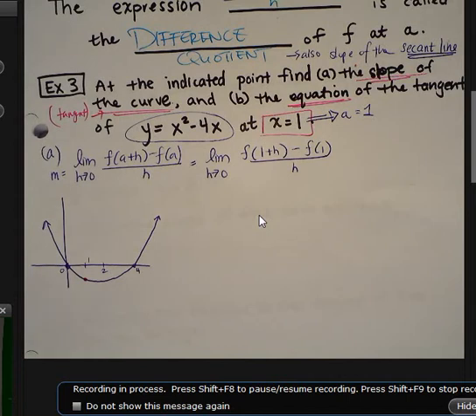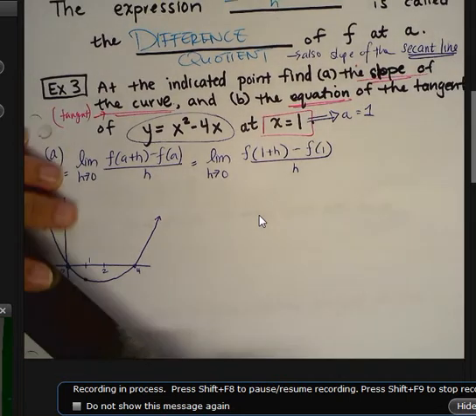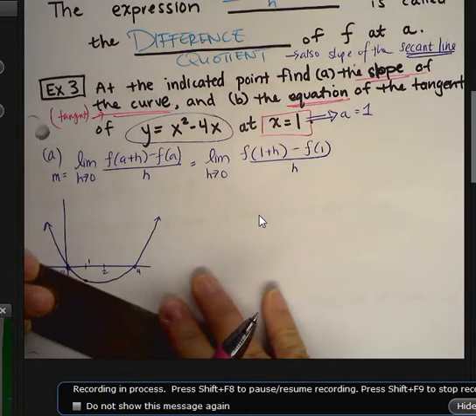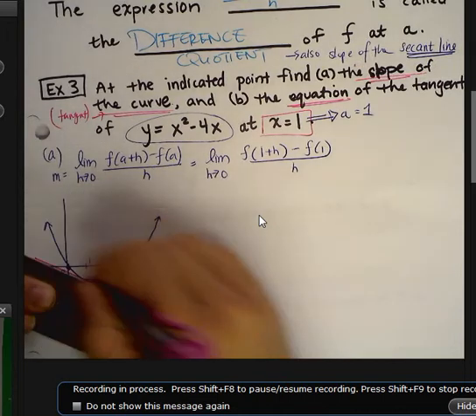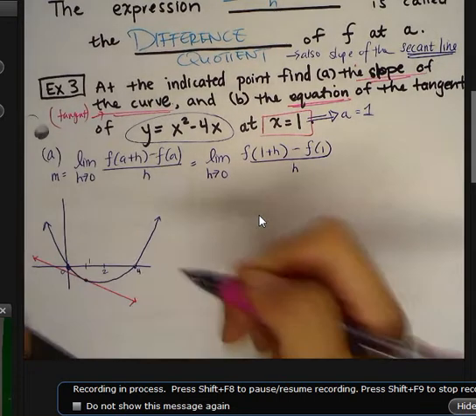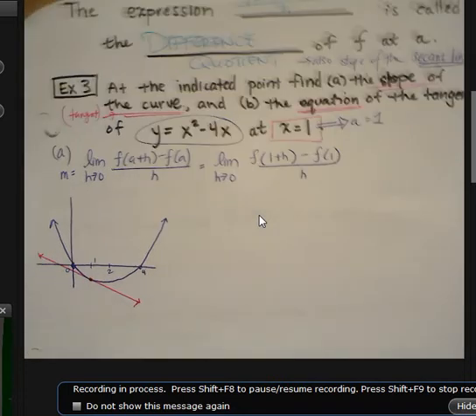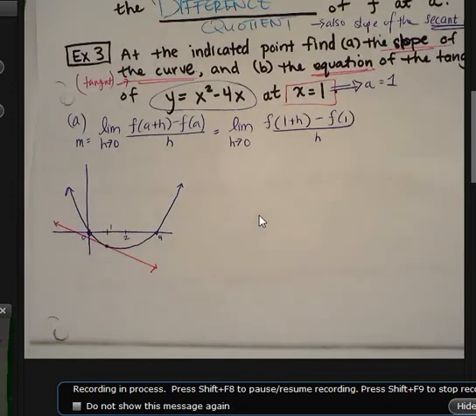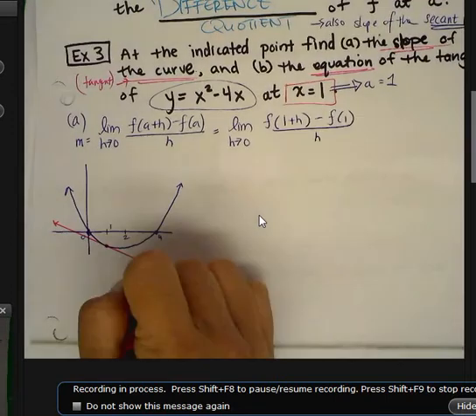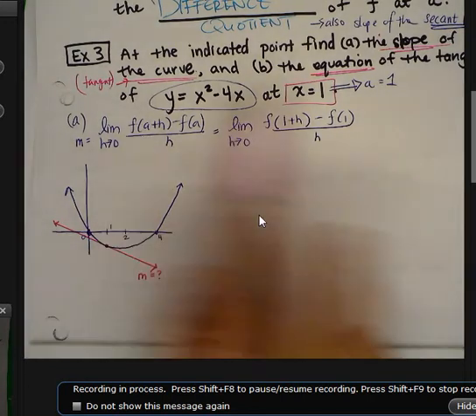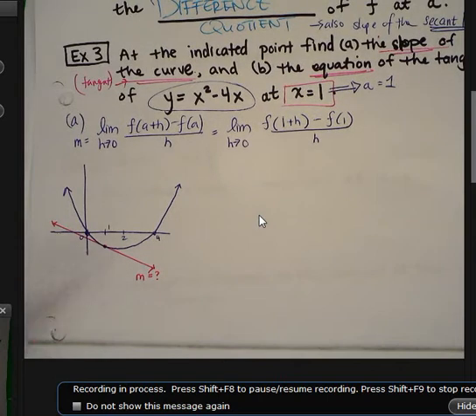And I surmise that my tangent, I'm just going to eyeball it, is going to be something like this. What's the sign of that slope? Is that positive or negative? Negative. So our answer should be negative. The question is, what's the slope of that line, right? Because they said find the slope of the curve at x equals 1. The slope of the curve is the slope of the tangent. And what's the slope of that tangent?